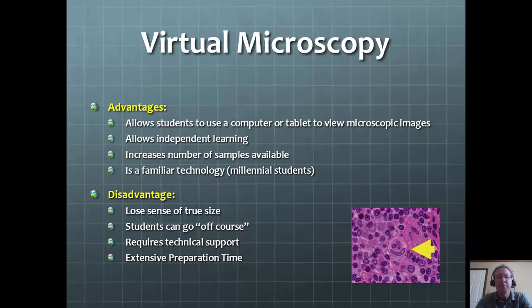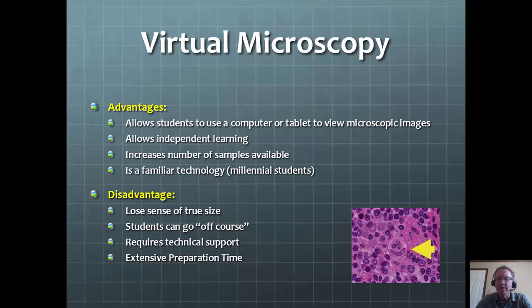And what this means is that instead of using a handheld microscope, students can learn histology or histopathology by using computer screens in order to look at individual slides. The advantage of this is it allows students to use a computer or tablet to view microscopic images.